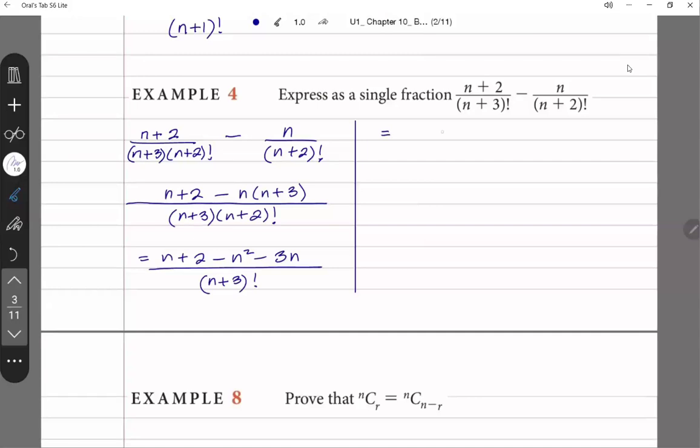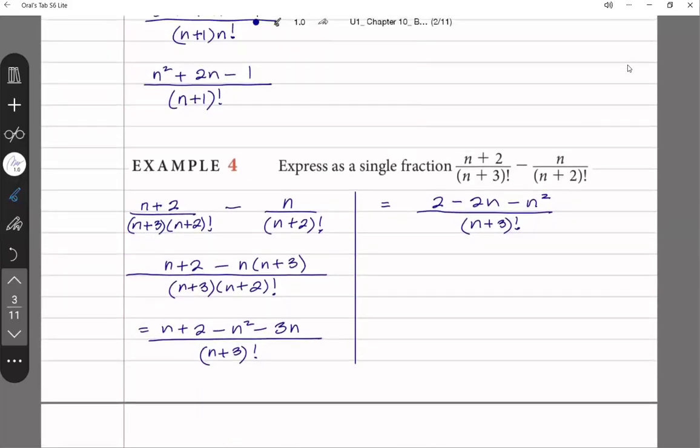So simplifying, we have 2 minus 2n minus n squared all over n plus 3 factorial. Can that numerator be factorized? Let us see. No, I don't think it can be factorized. So since it can't be simplified any further, this is your answer. All right.